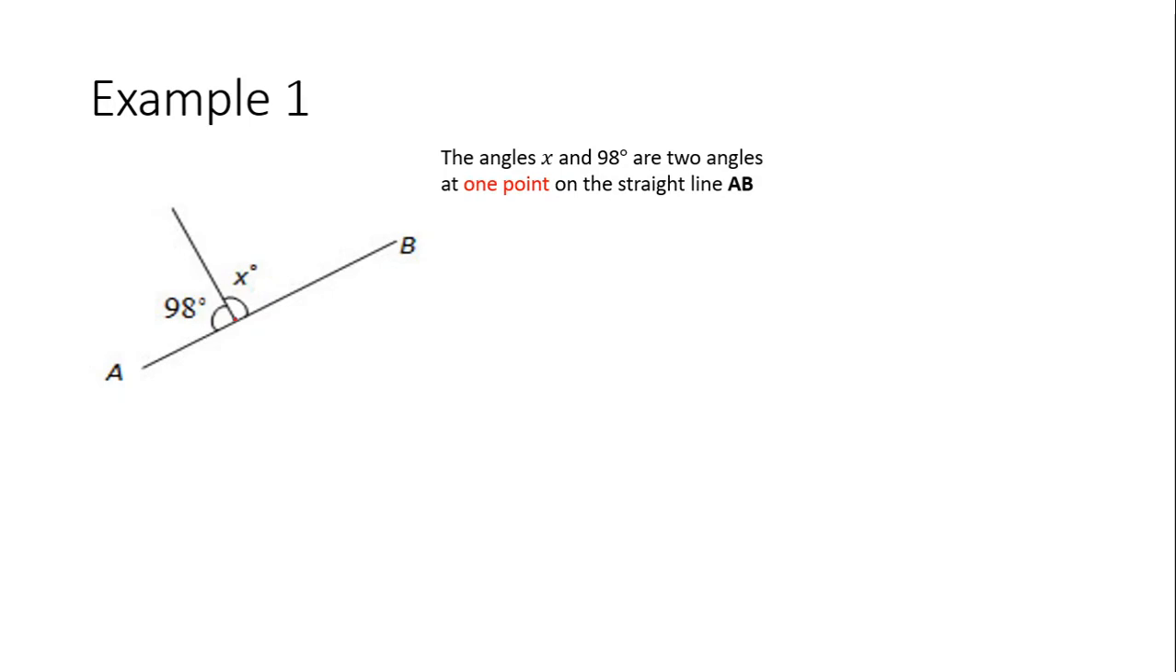But today, we're just going to use the rule that angles at a specific point on a straight line make 180 degrees, and we're going to work that out algebraically. So here I've got two angles. I've got angle X, and I've got angle 98, and they meet at this one point on a straight line. The straight line is called AB because it starts at A and goes through that point straight through to B. Now, we could say that since these two angles make a straight line, they're called supplementary angles.